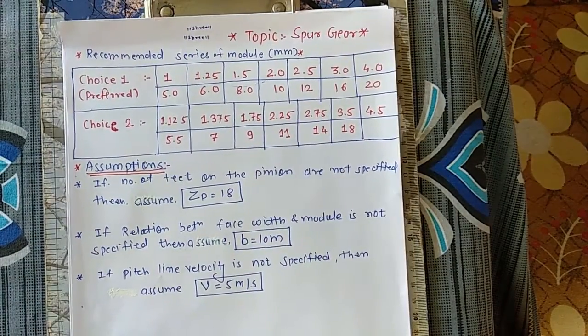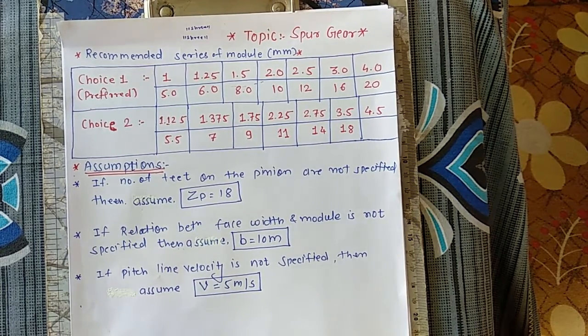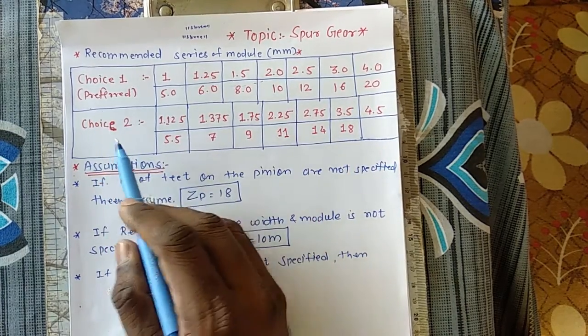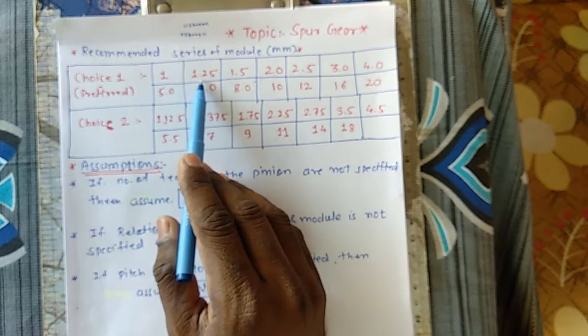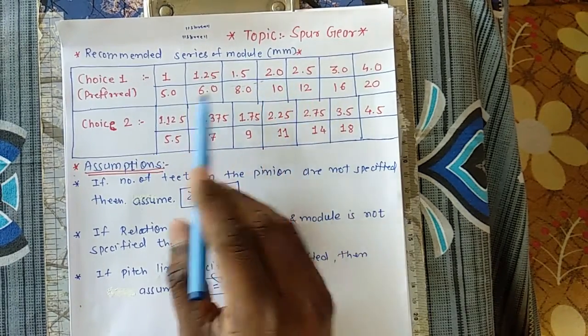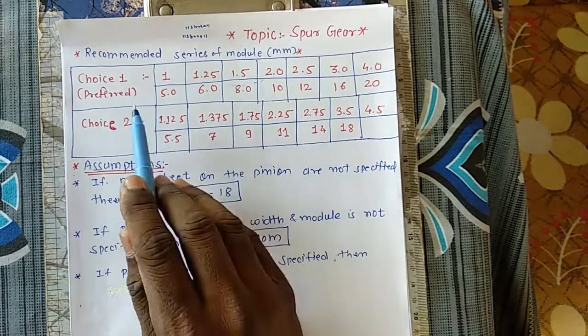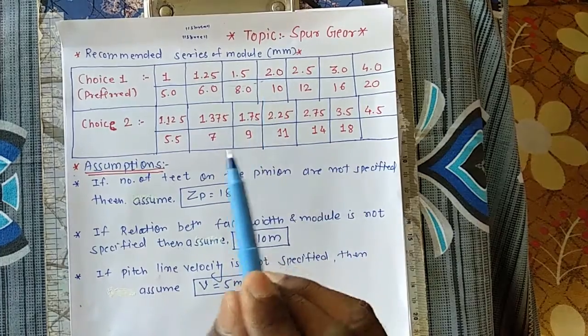Okay. So before going for estimation of module, we will just revise what we have to do. So generally this is nothing but the recommended series of module, choice 1 and choice 2. These are the series of module: 1 mm, 1.25 mm, 1.5, 2, 2.5, 3, 4, 5, 6, 10, 12, 16, 20, and these are the second choice module. But generally first choice or preferred choice is always used.